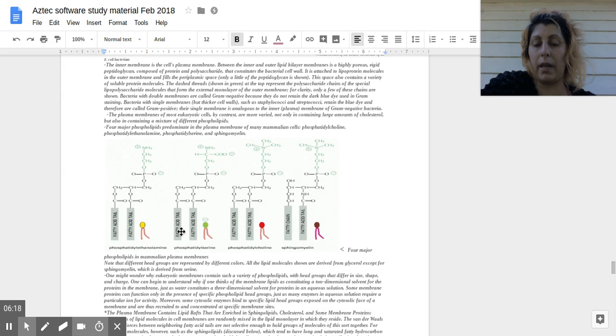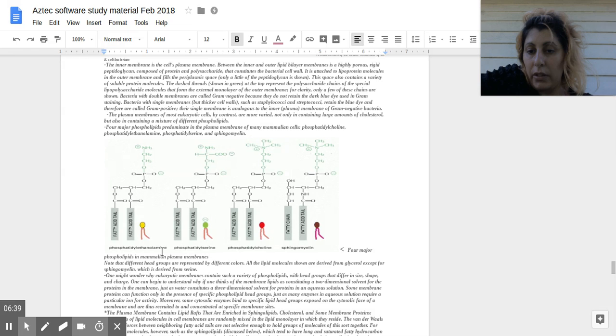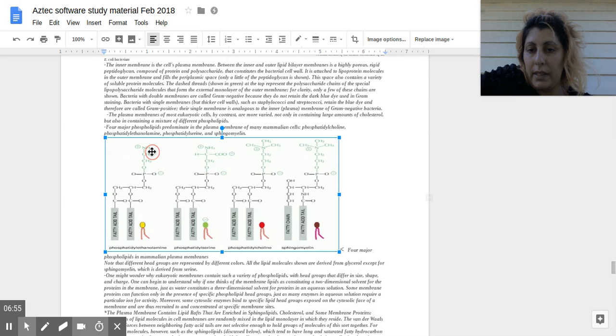So these are the different types of phospholipids. All of them have in common the phosphate group, the glycerol backbone, and the two fatty acid tails. The only thing that varies between these four types of phospholipids, called phosphatidylethanolamine, phosphatidylserine, phosphatidylcholine, and sphingomyelin, is the alcohol group bound at the polar end of the phospholipid molecule. You can see those there.